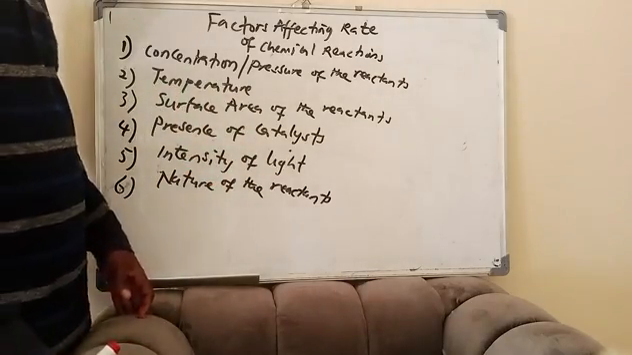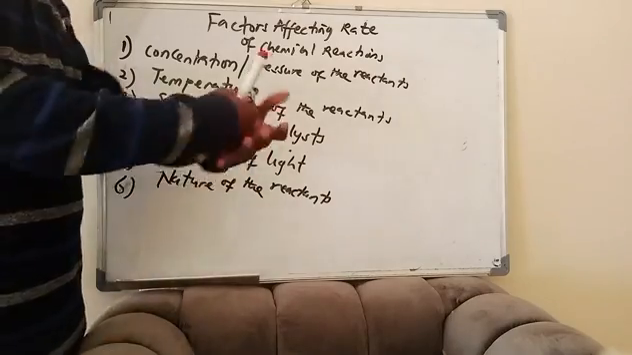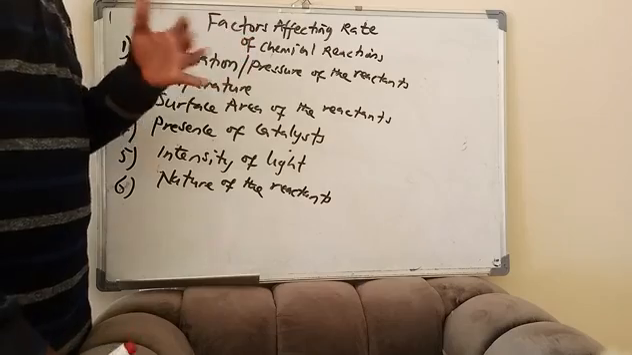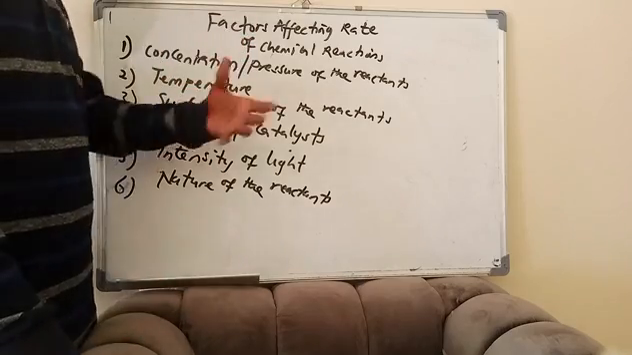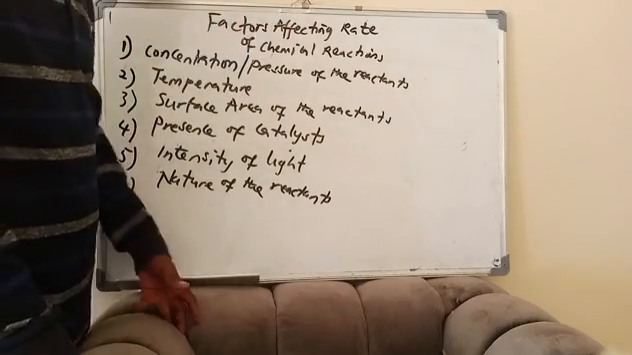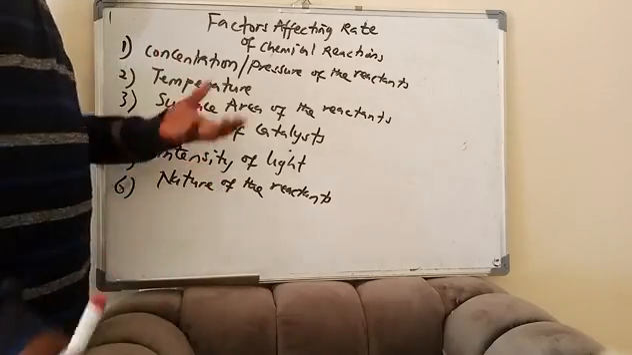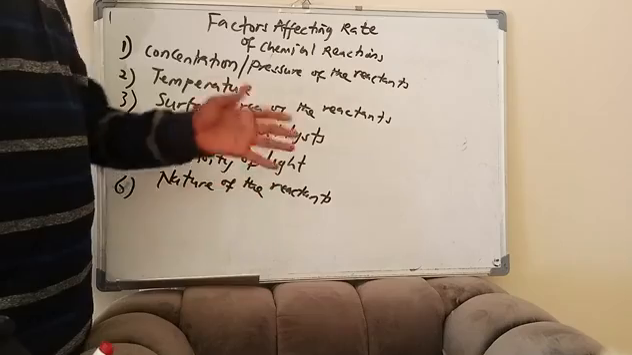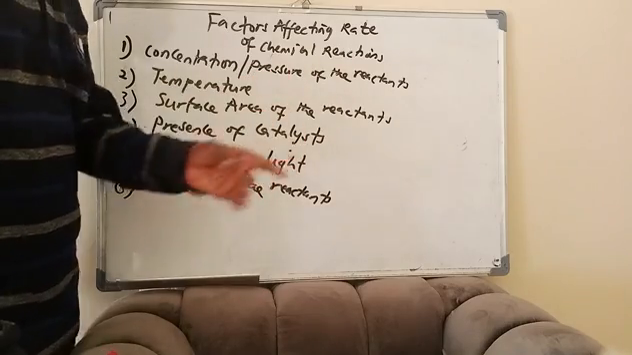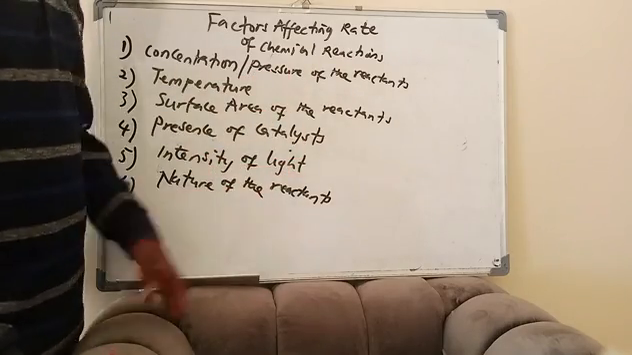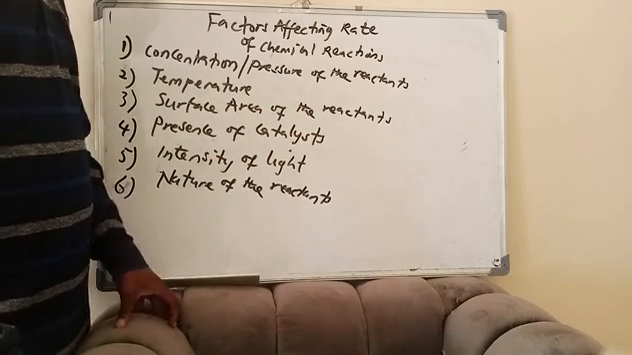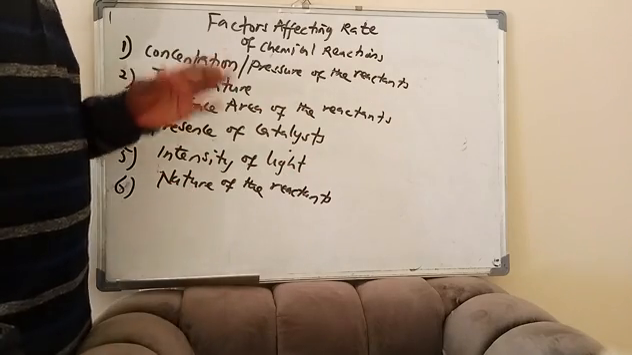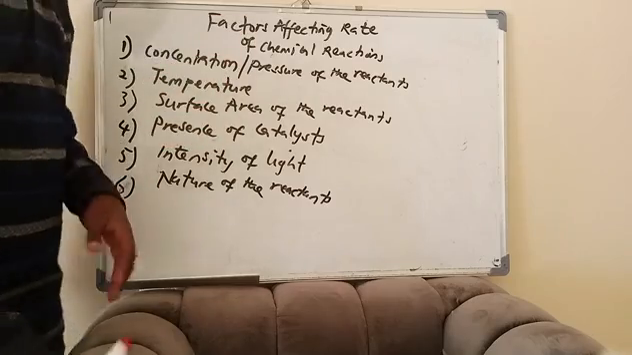The nature of the reactant. So what are you reacting? Because each reactant has its nature. Some are naturally made to be slow. Some are naturally meant to be very reactive. Some substances are naturally reactive. Some are naturally inert. They are not very reactive until they are pushed. So these are the factors that do affect the rate of chemical reaction.